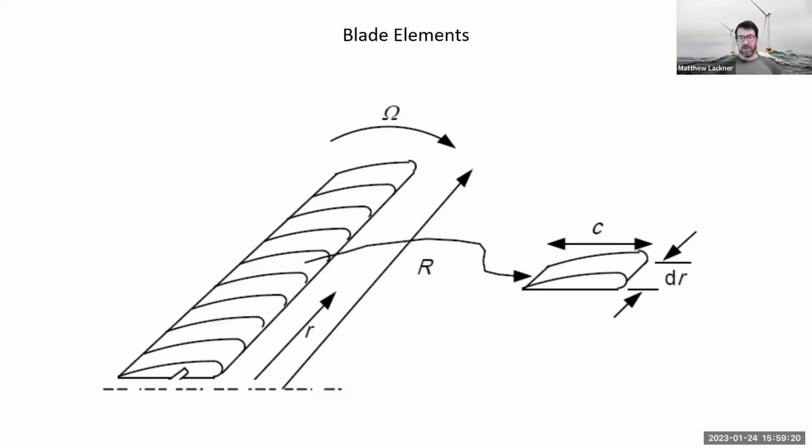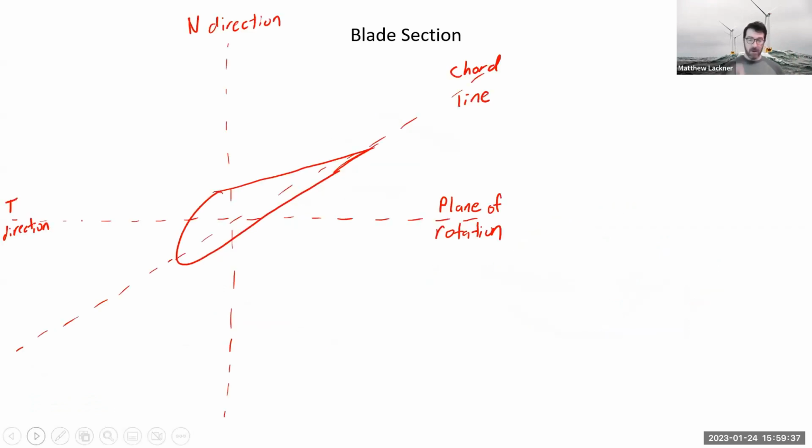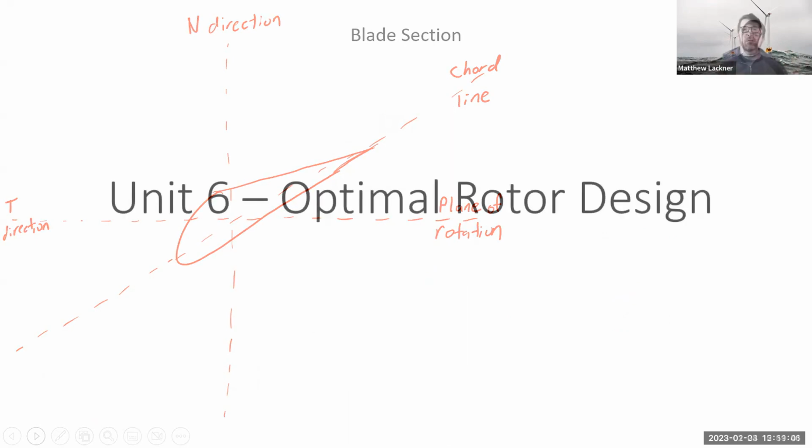This is another drawing of it. This comes from Professor Manuel's book, Wind Energy Explained. And you can see again, the blade broken up into N sections and the cross section over here. You can see each section of blade is an airfoil section. Okay, so now we're on one of those elements.